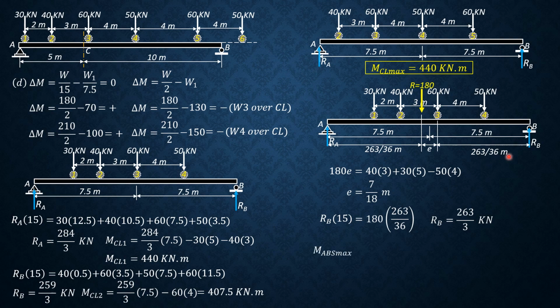Therefore, M absolute max is equal to RB, 263 over 3, times 263 over 36 minus 50 times 4. So M absolute max should be greater than this. It is 440.5 kilonewton meter. So the value is slightly greater than that. But because this is absolute, that's the maximum absolute moment in the beam. So that's it, and I hope that you were able to follow the solutions and explanations.